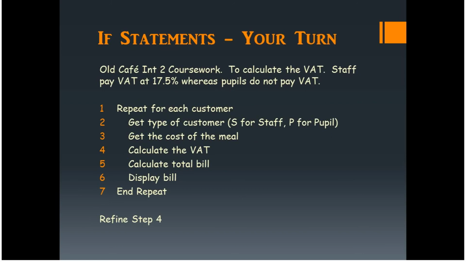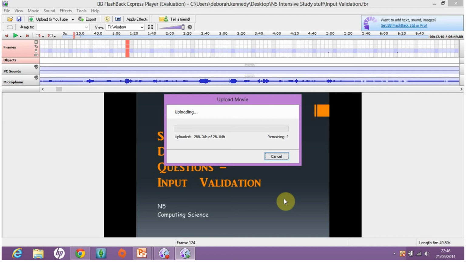Right, here's one for you to try. So, this is the old Cafe Intermediate 2 coursework to calculate the VAT. Unfortunately, when staff go to the canteen, we have to pay VAT. At the time when this coursework was written, VAT was 17.5%. You guys don't have to pay VAT because you are, sorry for saying it, you're Waynes. And Waynes don't have to pay VAT.